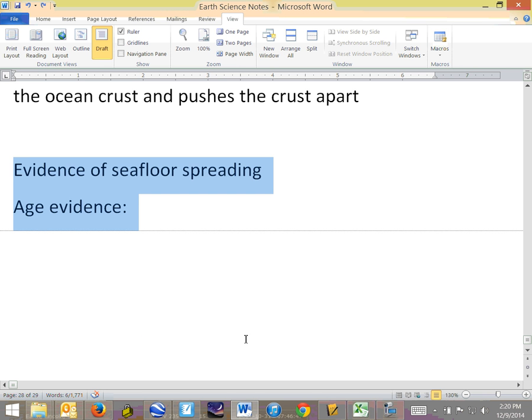So the big key here is we want to know exactly. We can go down to the bottom of the ocean and see this, but at the time they couldn't really take a camera down there and look at it. So we have evidences now. So we're going to give some evidences of how we know that seafloor spreading is a fact. The first is age evidence.